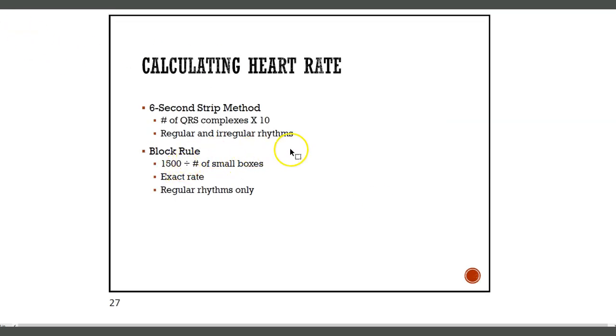Again, we talked about calculating the heart rate. We have the 6-second strip method and the block rule, which is the 1500 method. The 6-second strip method is getting the number of QRS complexes multiplied by 10, and this is used for regular and irregular rhythms. Now, the block rule or 1500 method, we basically get the constant, which is 1500, divided by the number of small boxes. Then we get the exact rate, and this is only applicable if the rhythm is regular.